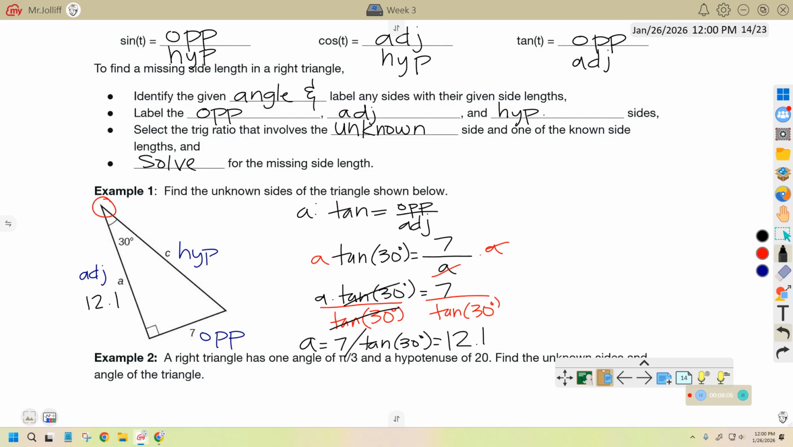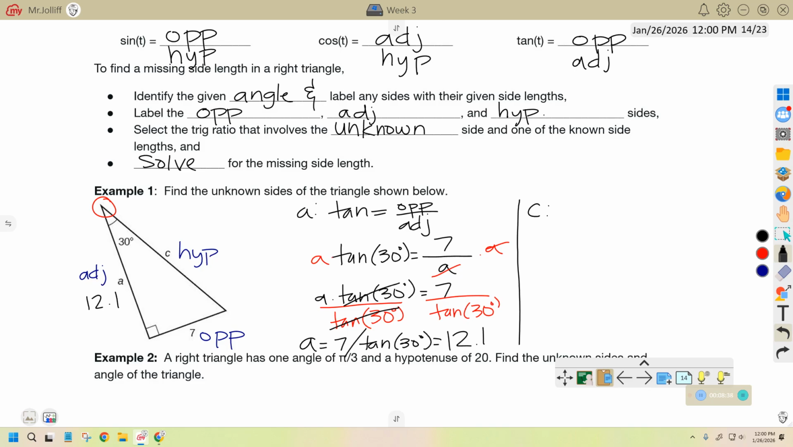But I'm not done with the question. As the question said, find all of the missing sides. I have a question for you. How should we do that for C? What can we do to find C? There's 2 choices. Very good. A squared plus B squared equals C squared. So we could use Pythagorean theorem, or we could set up another trig ratio.